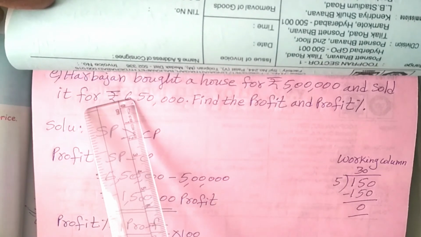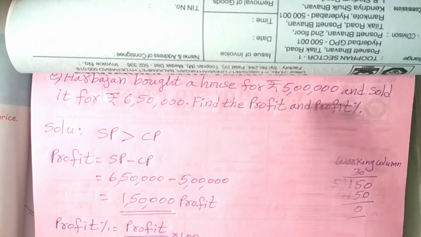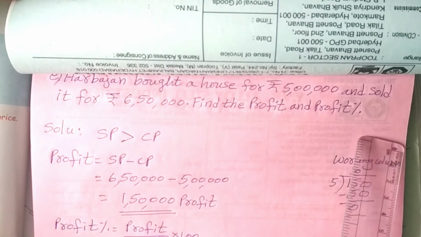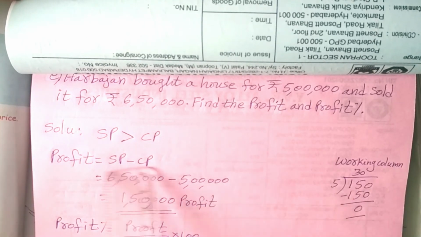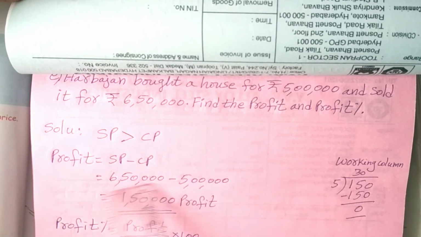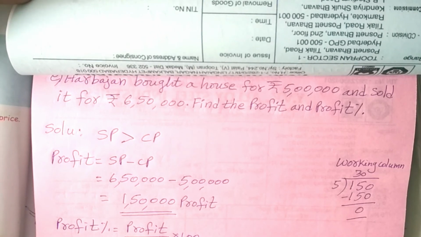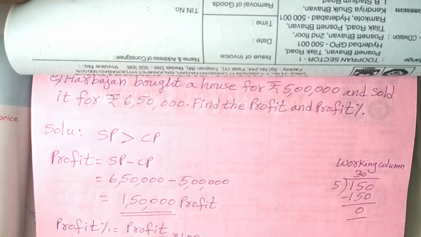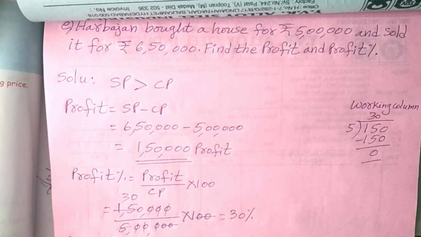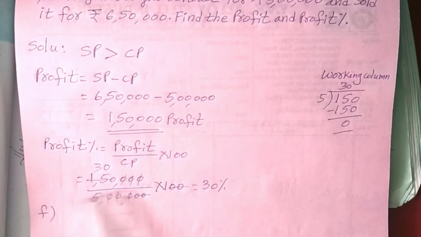See here. Harbhajan bought a house for 5 lakhs rupees and sold it for 6 lakhs 50,000. Find the profit and profit percentage. Solution again. See, selling price is greater than cost price and we have to find out the profit over here. So selling price minus cost price is 1,50,000 rupees. See here. Right? Now find the profit percentage. So you do it on your own with the working columns. Okay.